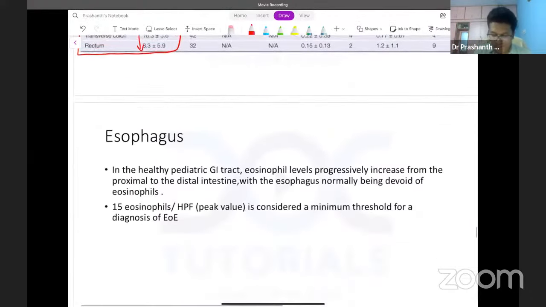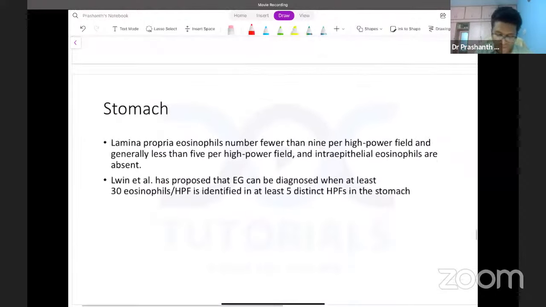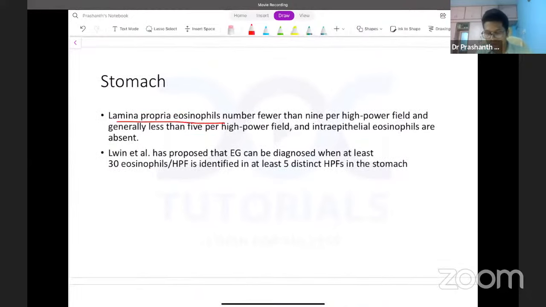But in some of the texts, it's easier to remember. These are lines from Schlesinger. What you should remember is in a healthy pediatric GI tract, eosinophils progressively increase from proximal to distal intestine. Esophagus is normally devoid of eosinophils, but you may rarely find it in distal esophagus, especially when associated with GERD and other symptoms. The number you should know as a diagnostic threshold for eosinophilic esophagitis is 15 eosinophils per high power field. When it comes to stomach, the lamina propria has eosinophils which are usually less than 9, but preferably less than 5 per high power field. But to diagnose an eosinophilic gastritis, the number you should know is more than 30 per high power field in at least 5 distinct high power fields.